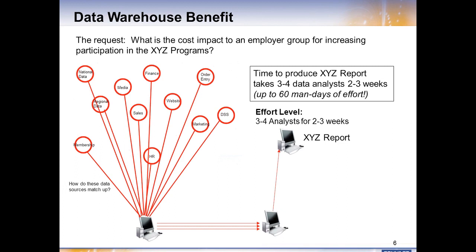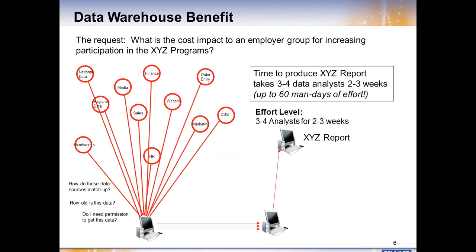And as an example, we had one report from a real client. They had 3 to 4 analysts working on this quarterly report, and every quarter it took 3 to 4 people 2 to 3 weeks to actually develop that report. So when you add that up, that's close to 60 man days of effort every quarter just to develop this one report.